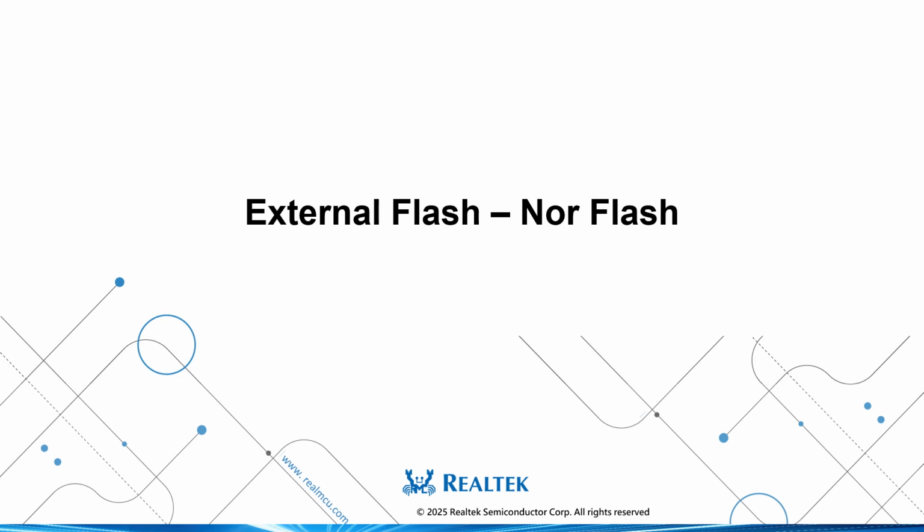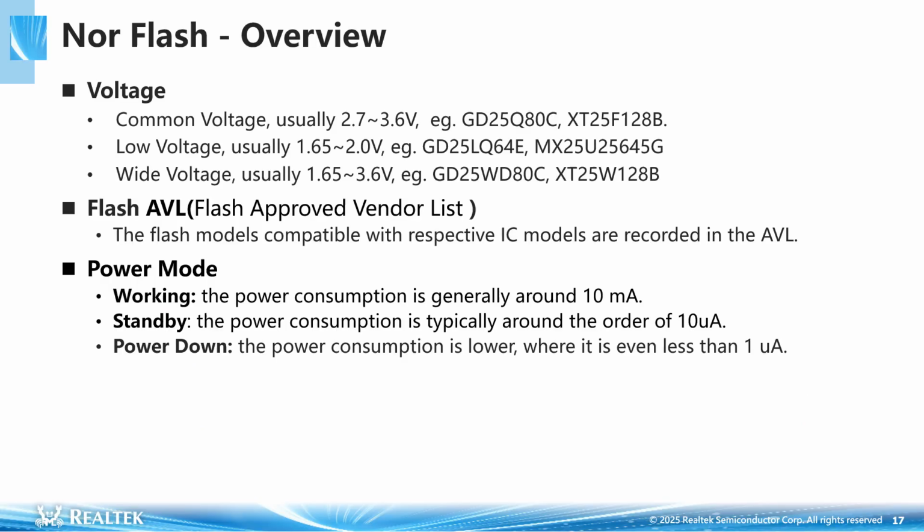The next section introduces NOR flash. For NOR flash, operating within its specified voltage range is crucial. Based on their voltage ranges, NOR flash are typically categorized into common voltage, low voltage, and wide voltage types. Operating outside the specified voltage range may lead to issues such as data loss or system reboots. Please refer to our approved vendor list for flash to confirm the operating range of each product.